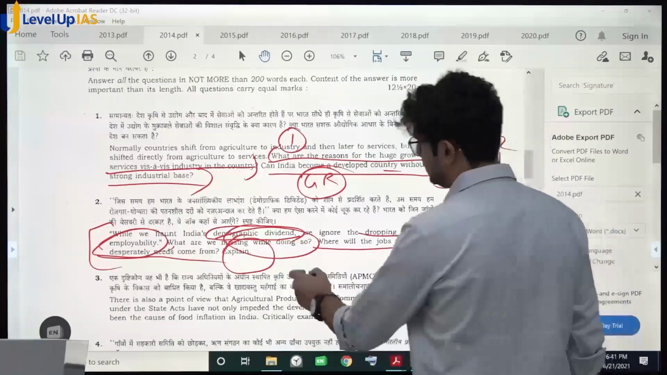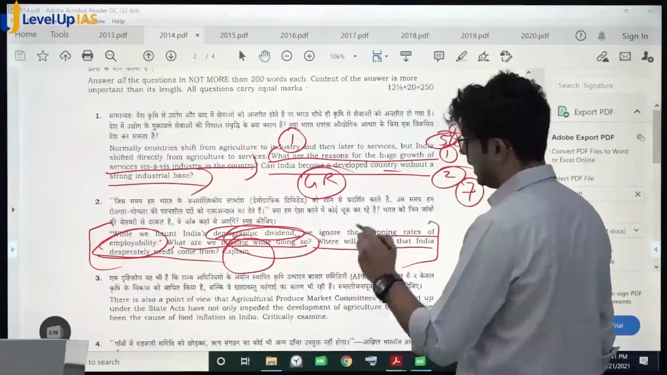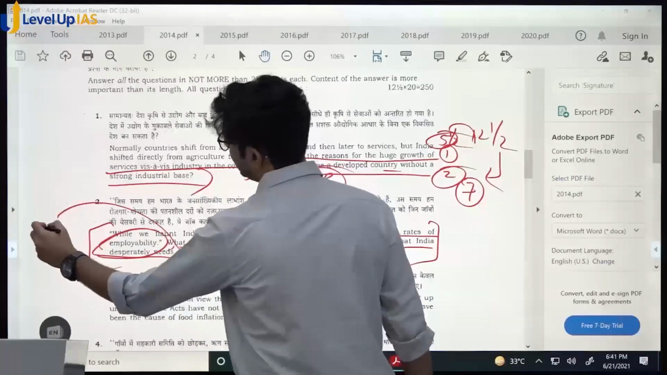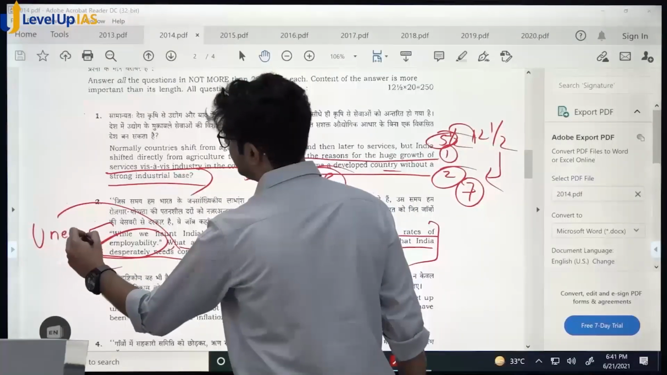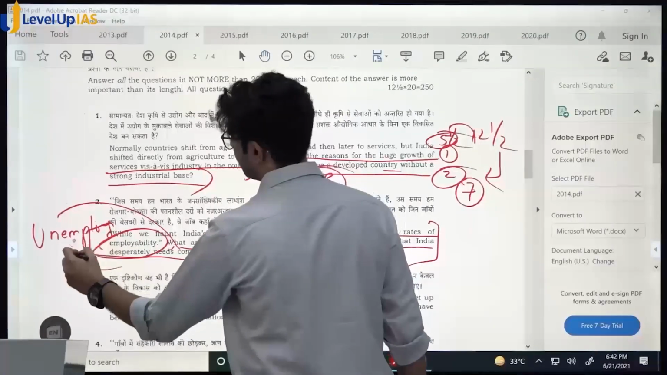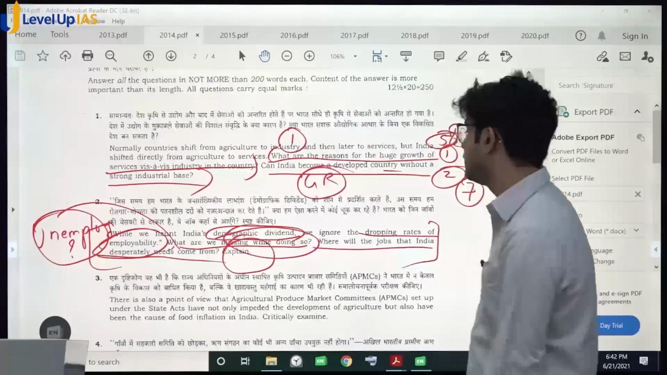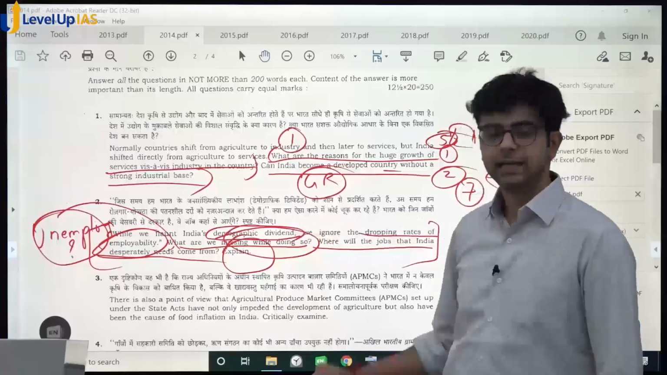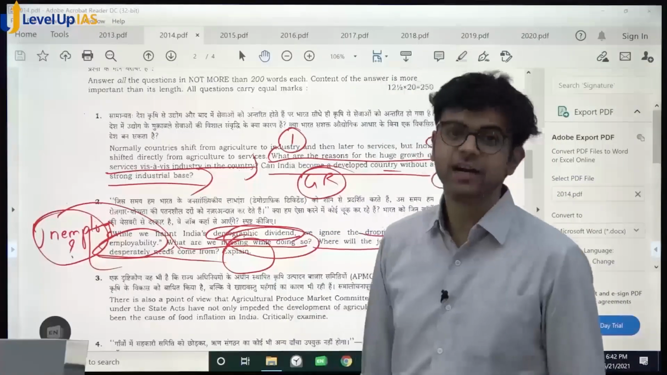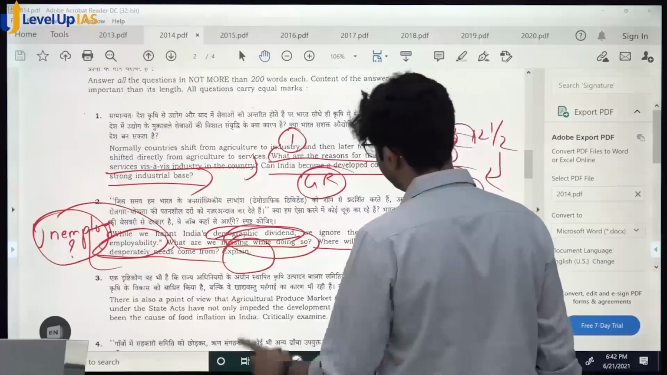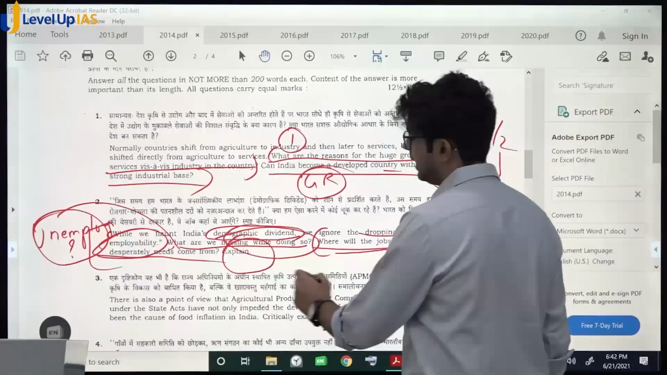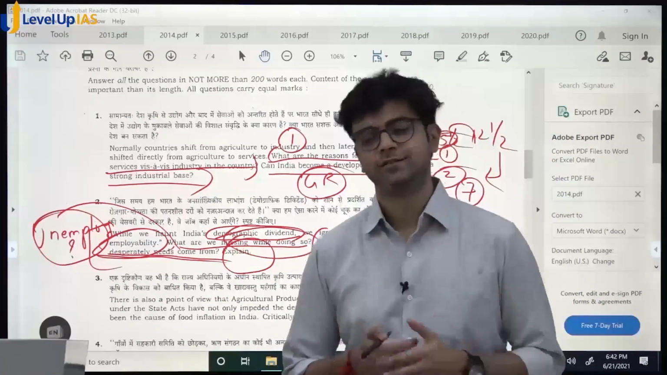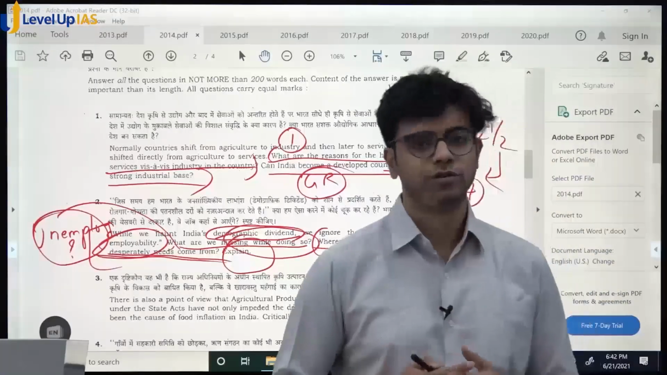Now, there are two main parts. What are we missing while doing so? Basically, what they are asking is, why is there unemployment? Why is there unemployment amongst the demographic dividend youth? That is one. The second part is, where will the jobs that India desperately needs come from?